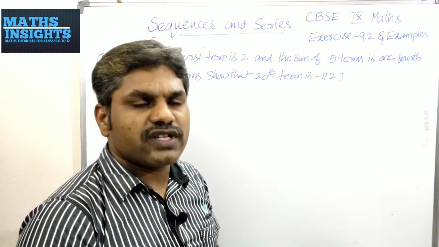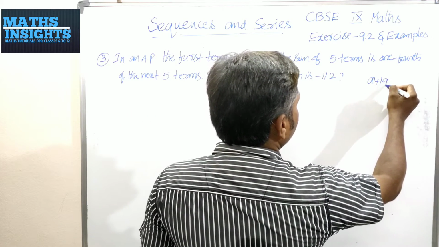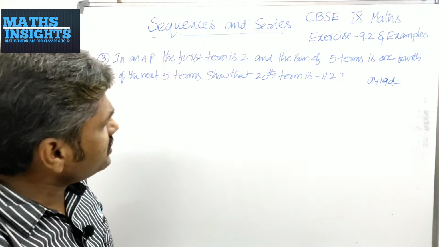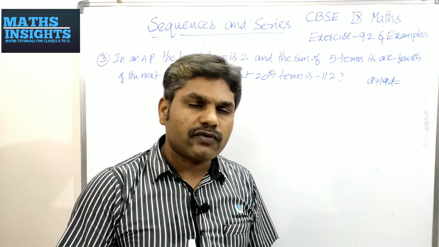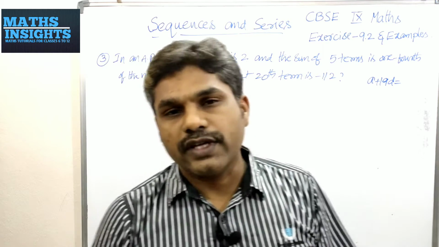The 20th term, what the 20th term is, is very important. See, a plus 19d, a plus 19d is the 20th term. By using the formula, the general term of an arithmetic progression is a plus n minus 1 into d.